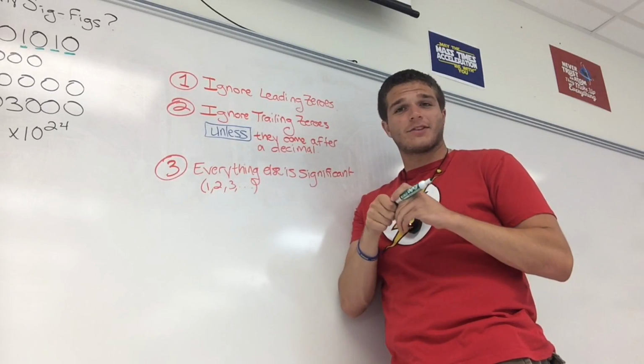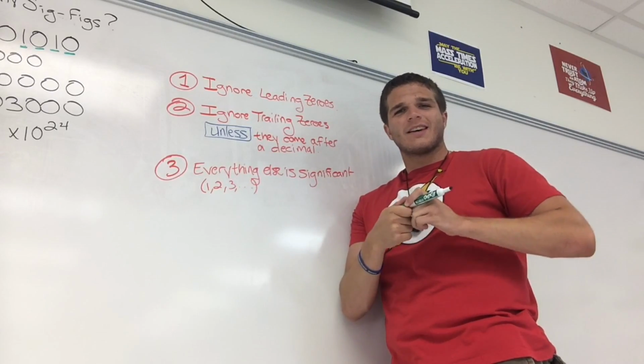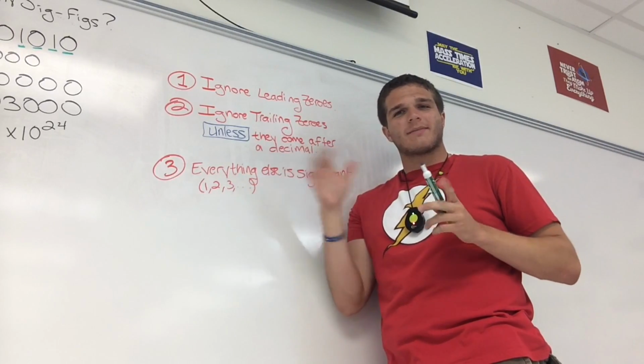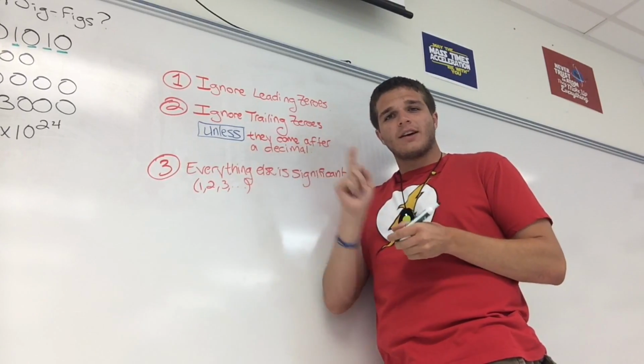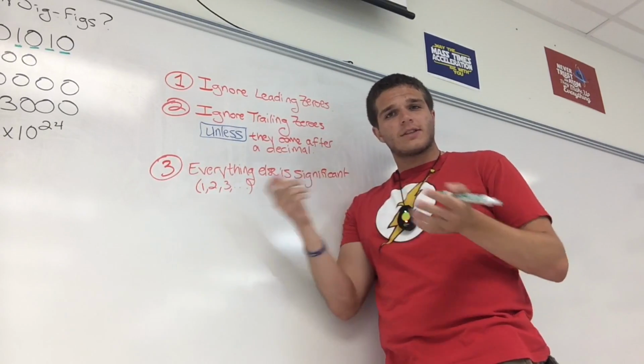Something you're going to find in chemistry is that it's the science of exceptions. Okay, there's usually rules, but sometimes there are exceptions to that, and this is the case. If they come after a decimal, the zeros are significant. So let's look at another example.